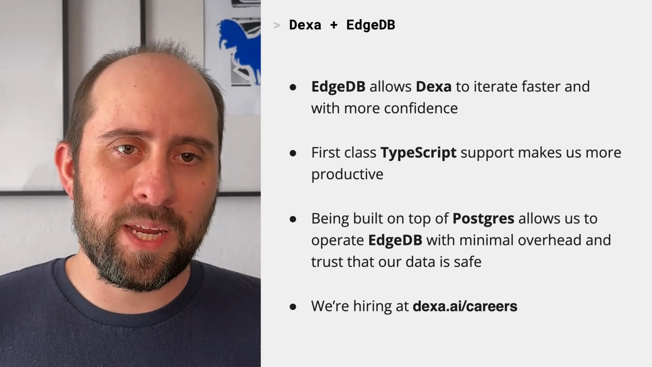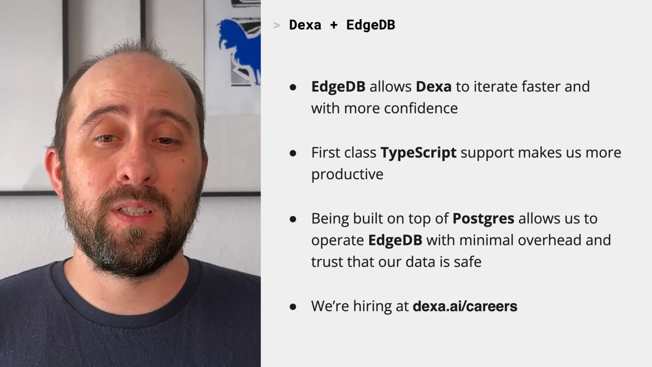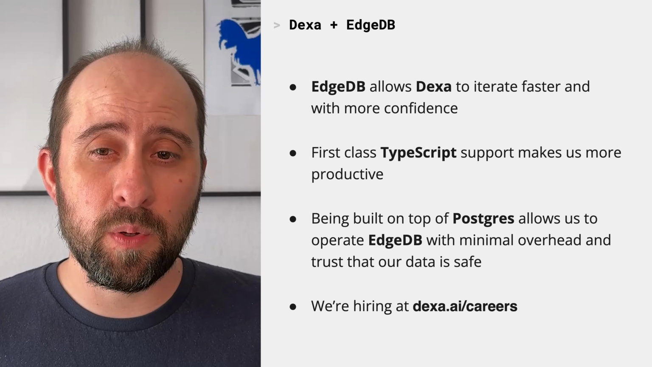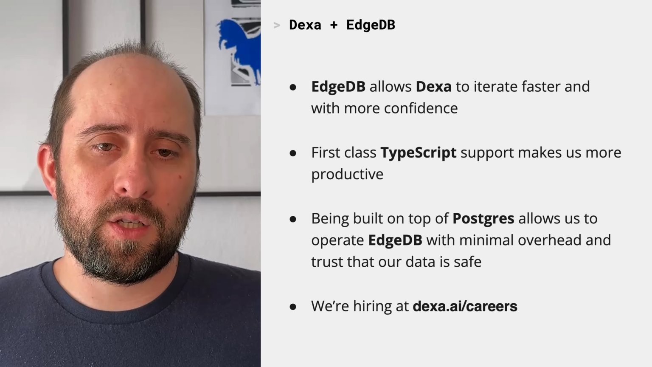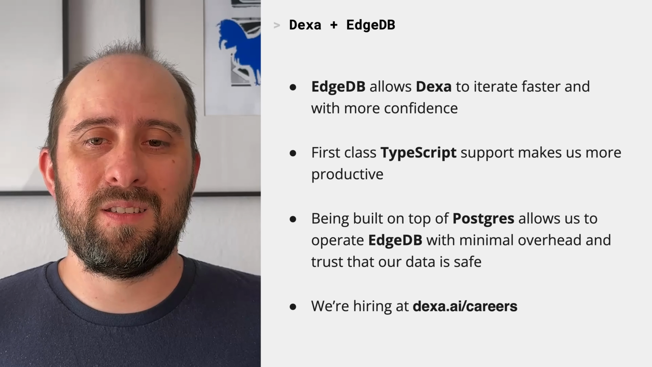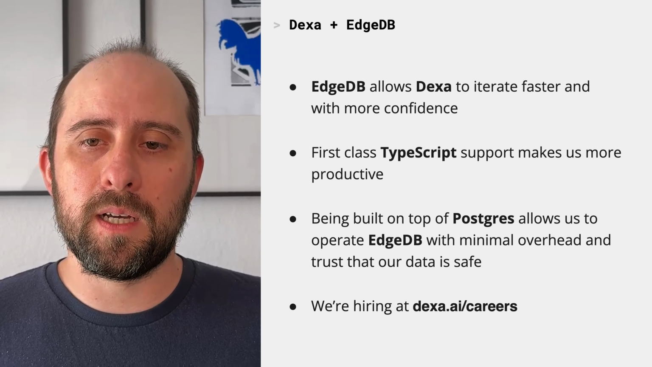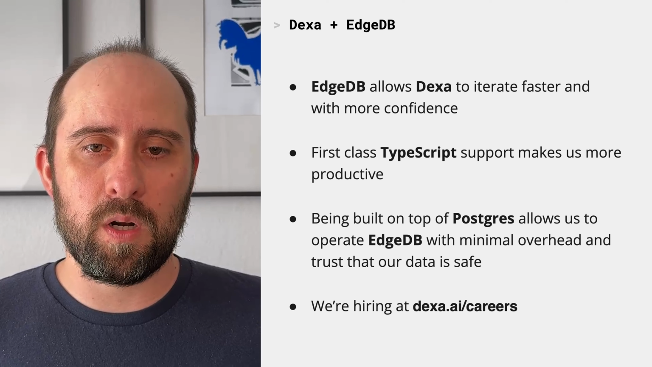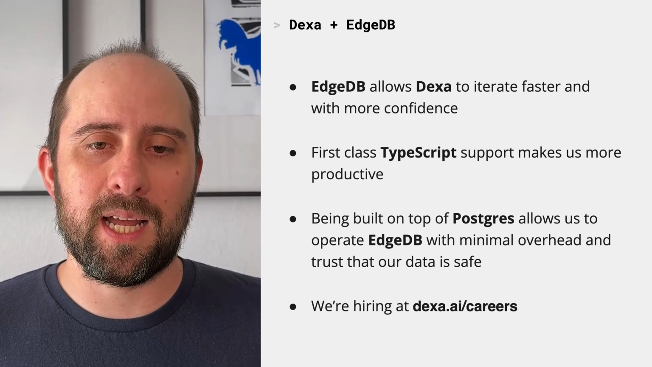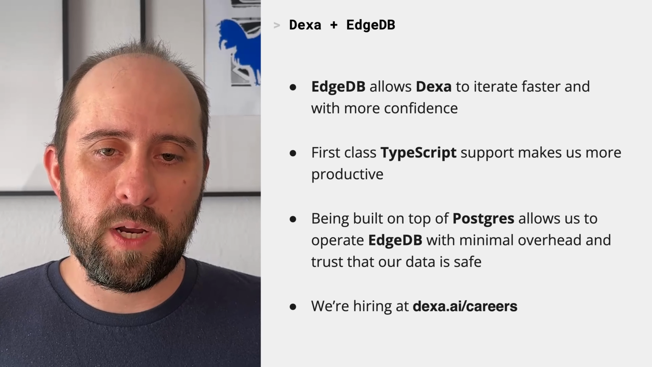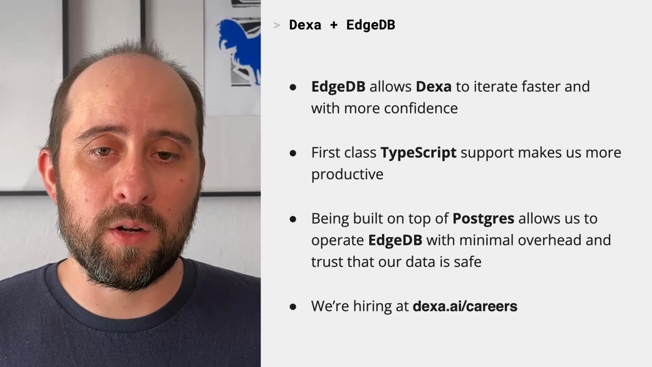So to recap why Dexa plus EdgeDB has been a great fit for us, we're able to iterate and build products much faster than we would if we were not using an ORM, if we were having to write a lot of raw SQL. The combination of TypeScript and EdgeDB is a more productive overall framework, and we still have the trust that the data is safe by relying on the great track record of Postgres of scalability and reliability.